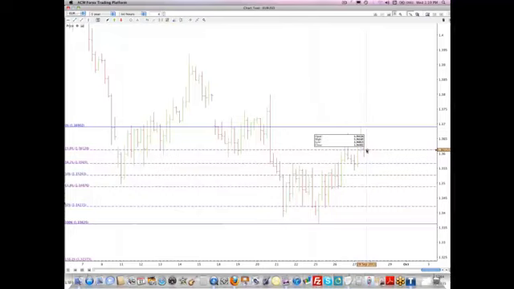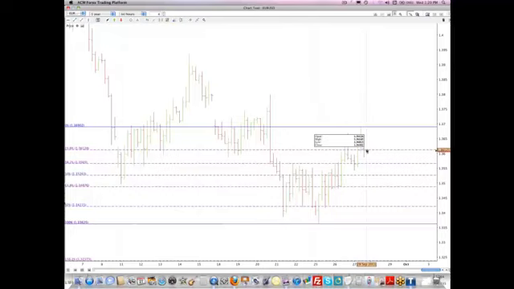0.0056 times 0.236, and we come up with 0.0013, 13 pips. 0.0056 multiplied by 0.382, and we come up with 0.0021. 0.0056 multiplied by 0.618, and we come up with 0.0035. 0.0056 multiplied by 0.82, and we come up with 0.0046.